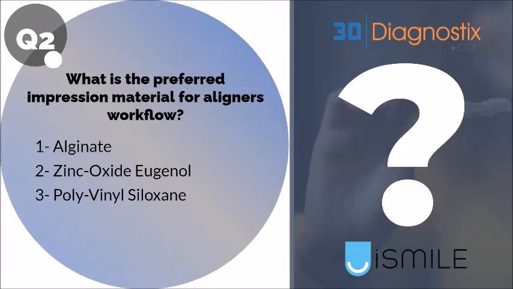Okay, we have 100% saying polyvinyl siloxane or the PVS impression. Actually, this is the correct answer. Why? Because we can take multiple washes using the PVS, which results in better accuracy and detail capturing. PVS impressions may be stored for up to 14 days prior to pouring without compromising the accuracy of the material. However, for example, for the alginate impressions, we need to rush the pouring to be done in less than 1 hour.